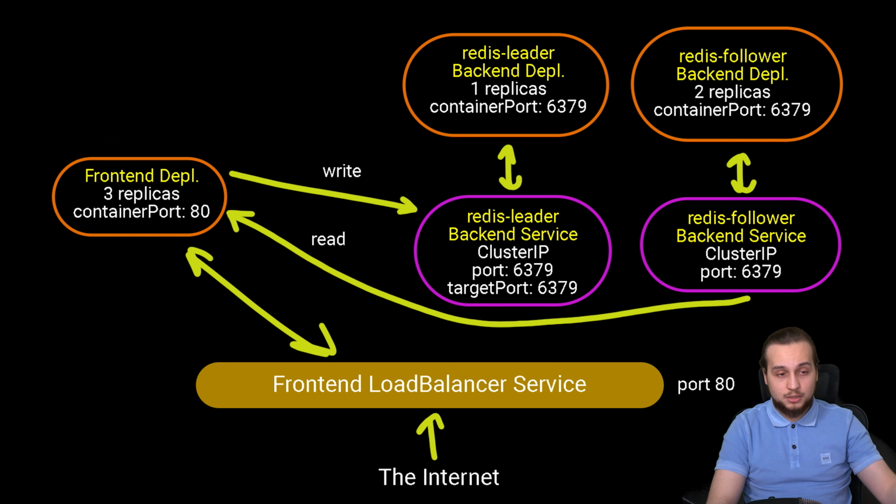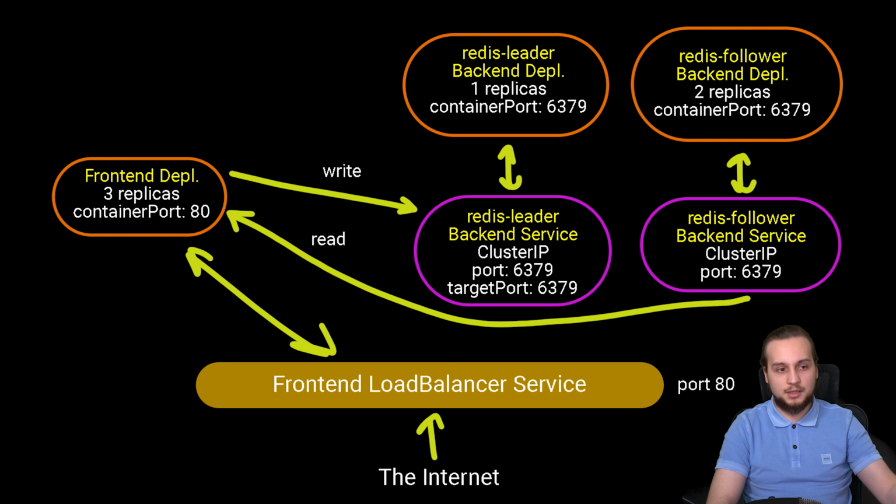So here's the scheme that I just drew to show you how the components interact with one another. As you can see, the traffic comes from here into the frontend load balancer service on port 80, which is the default port. And then it goes to the frontend deployment, which has 3 replicas and has the container port at 80.